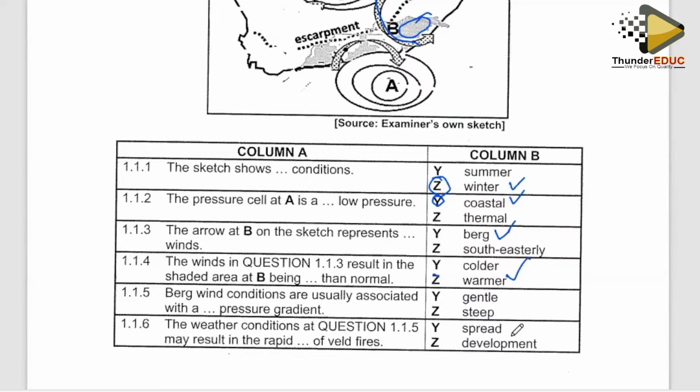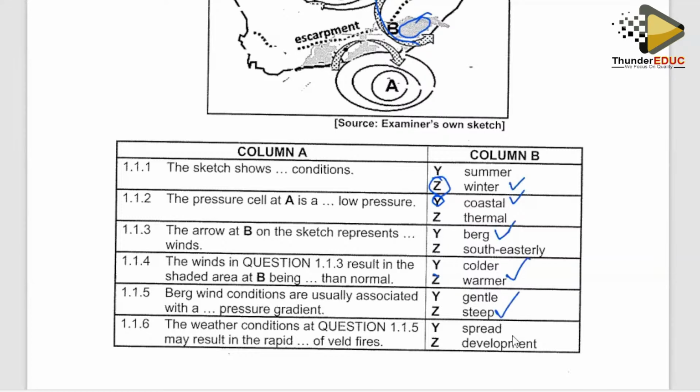Then we have number 5, 115. The backwind conditions are usually associated with a dash pressure gradient. Right, what kind of pressure gradient? We have a high pressure cell dominating over the interior and a coastal low. So we have a steep gradient. That is why we end up having strong winds.